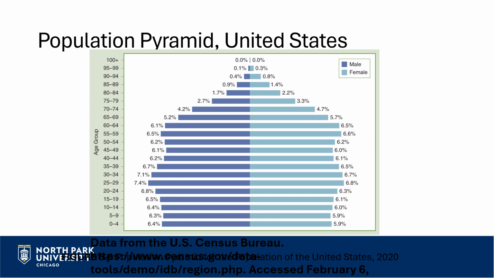And here's an example of a population pyramid in the United States. I find it hard to believe that we have 0 people in the United States that are 100 years or older. I don't believe that. But this is from 2020.